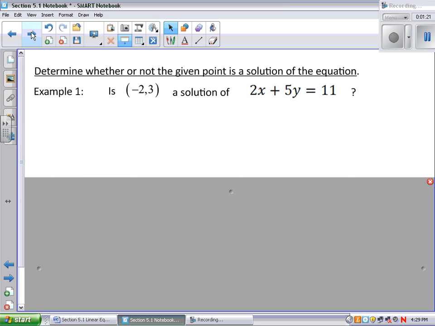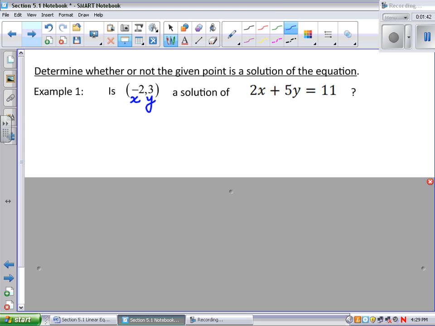Determine whether or not the given point is a solution of the equation. When we saw linear equations in one variable, we had just, most of the time, one number that worked as a solution. Here we have to have a point that is a solution. Points always have x coordinates followed by y coordinates, always in alphabetic order.